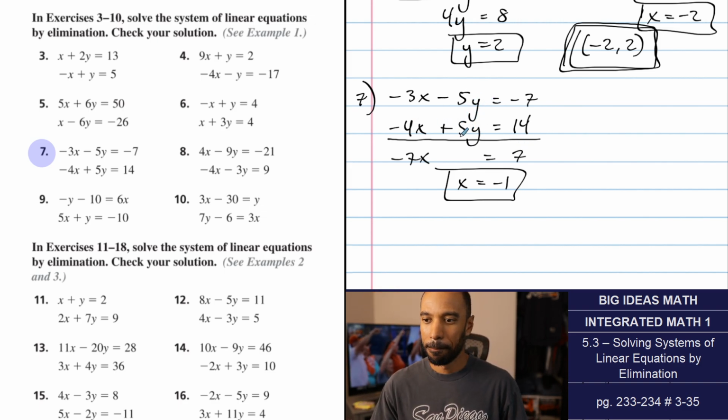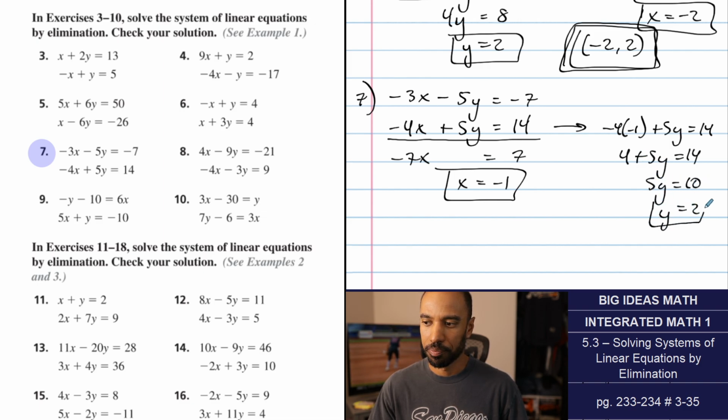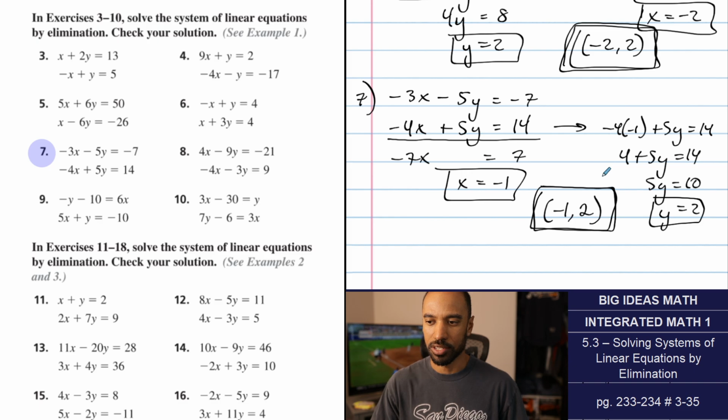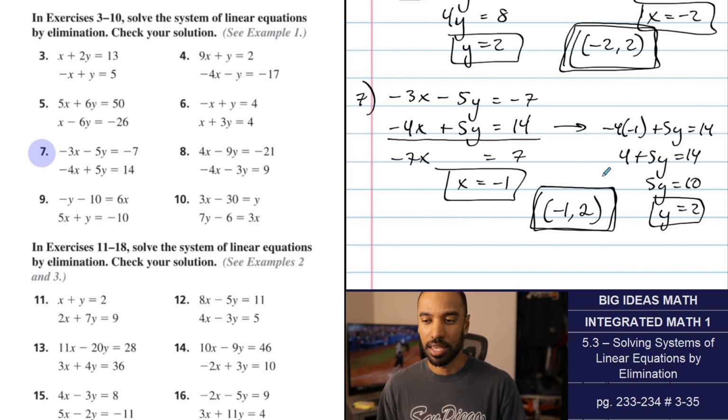Let's solve for y. Let's substitute in the bottom equation, say, and we'll have -4 times -1 there, and that's 4. Subtract 4 from both sides and divide both sides by 5. You get a y value of 2. So -1, 2 is our ordered pair. Again, point of intersection where these two lines would cross with each other. Check the top equation. -3 times -1 is 3. -5 times 2 is -10. And 3 minus 10 is -7.